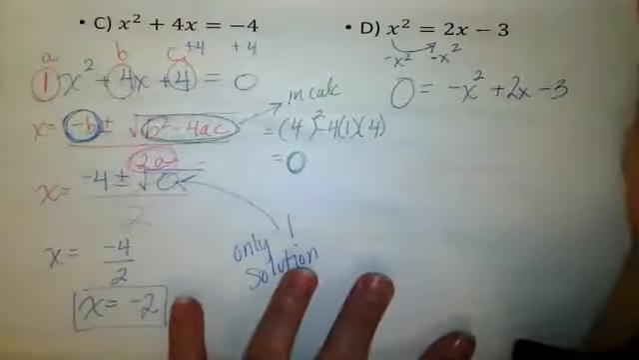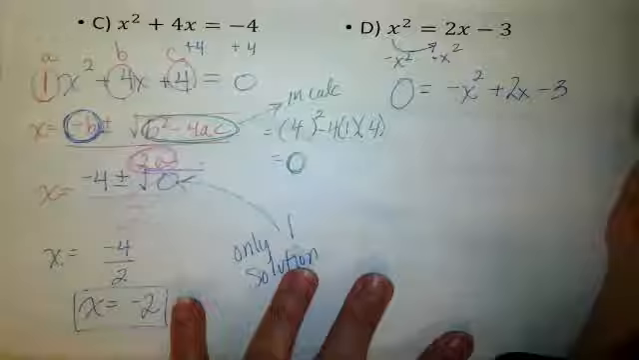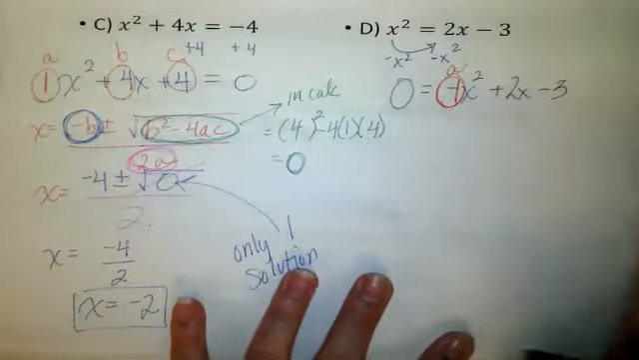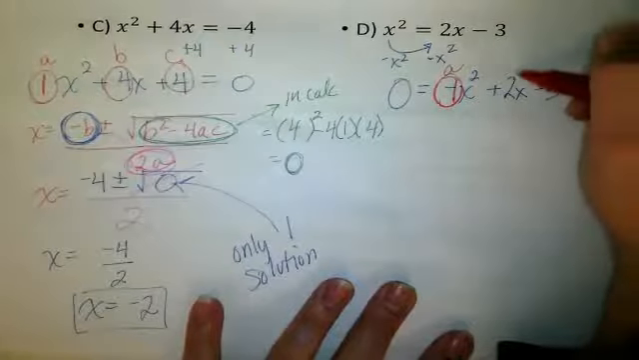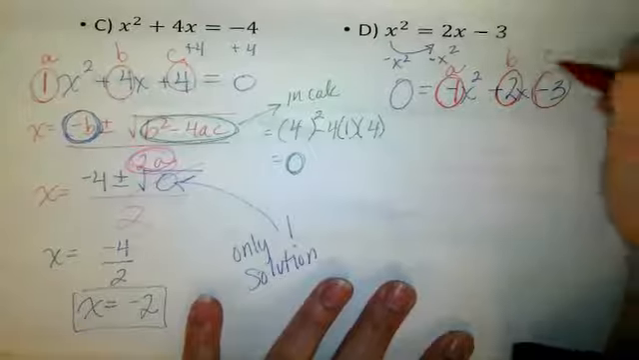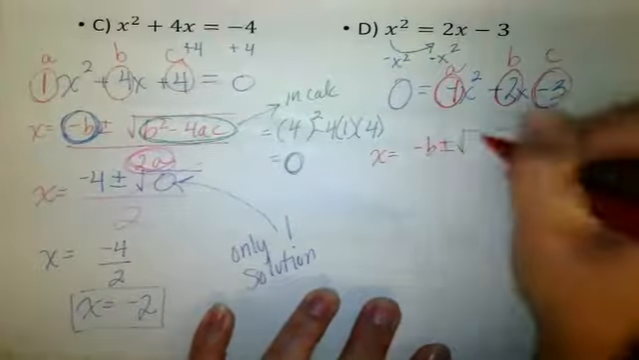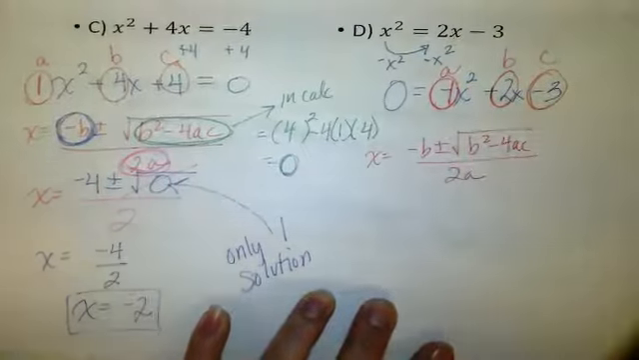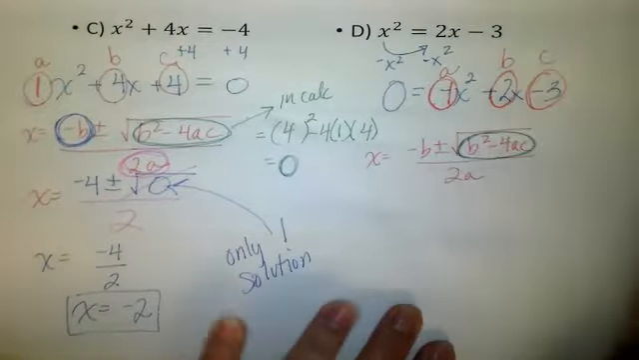What's the a value? -1. The number in front is a -1. What's the b value? 2. And the c value? -3. All right. X equals the opposite of b plus or minus the square root of b squared minus 4ac all over 2a. And again, maybe you can shortcut that a lot. You can do a lot of this on your calculator and just write down answers.